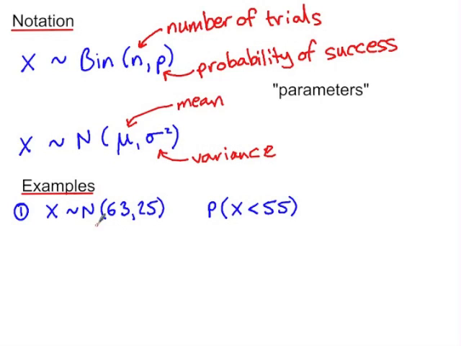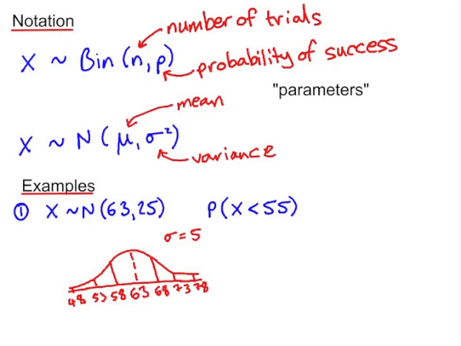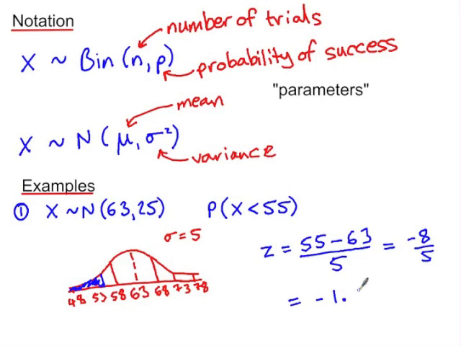For example, here we have a variable which is distributed normally with a mean of 63. Our standard deviation is 5. And I find it helpful to mark on the standard deviations above and below the mean. And our question is asking, what's the probability that x is below 55? So I'll use that standardized score method. Our z-score is negative 1.6.